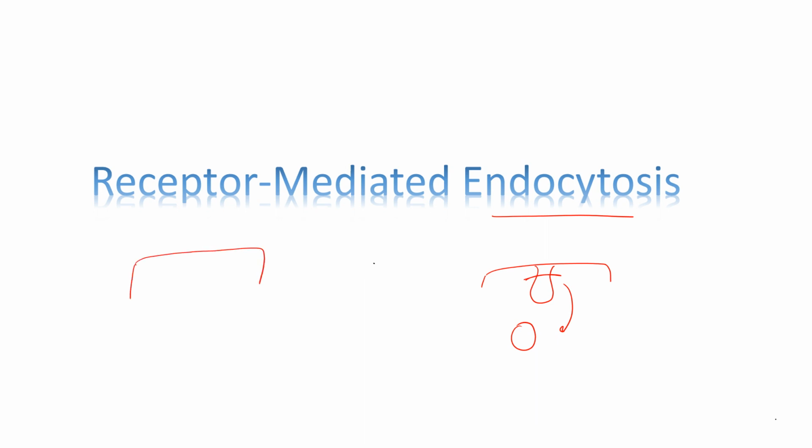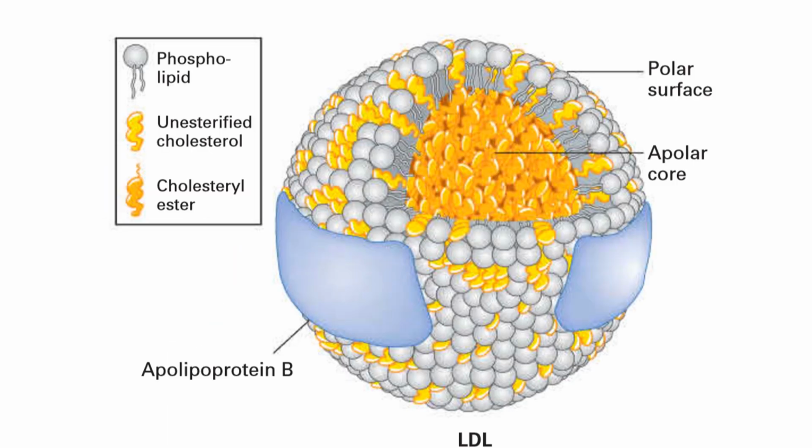We have a plasma membrane containing a specific receptor which binds to its ligand. The plasma membrane containing the receptor and the ligand buds inward, pinches off, and forms a membrane-bound vesicle which contains the receptor and the ligand. In this lecture, we will understand how low-density lipoprotein are internalized via receptor-mediated endocytosis.